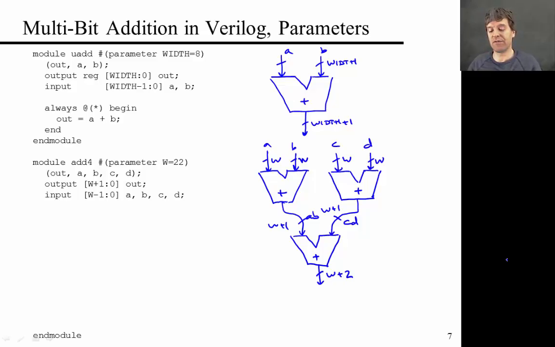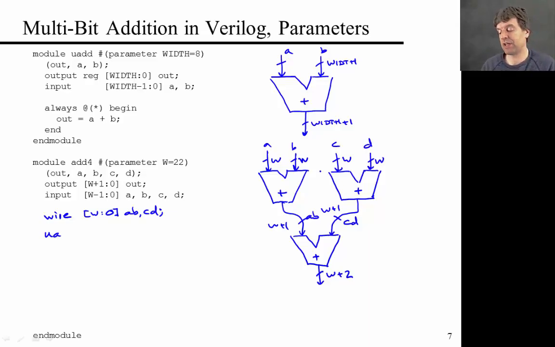Now the question is, what's the Verilog code corresponding to this? I've outlined part of it up here. The module is called add4. The parameter here is w equals 22. There's an output and 4 inputs. Outputs have width w plus 1. Inputs have width w minus 1. Now, looking at this graphic, I also have to define wires that are intermediate, that are within the system. So I have wires of width w plus 1, and I've called them AB and CD.